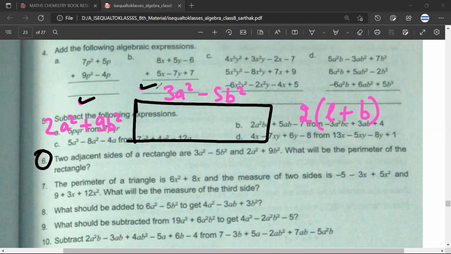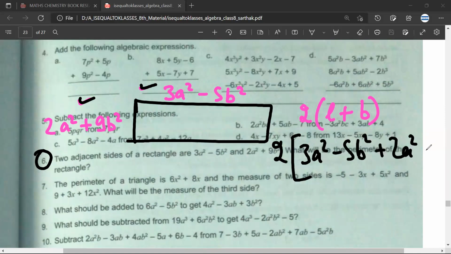So Mr. Sarthak, you can choose anything to be the length and anything to be the breadth. That doesn't matter. Are we clear? Yes. Okay. So twice of L plus B. So this is my length, this is my breadth. I have assumed this to be the length. So this would be 3a square minus 5b square plus 2a square plus 9b square.